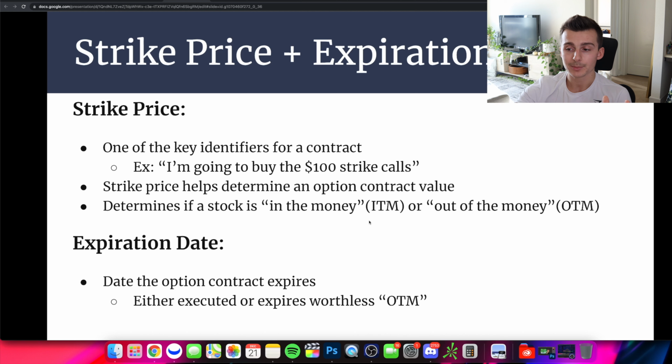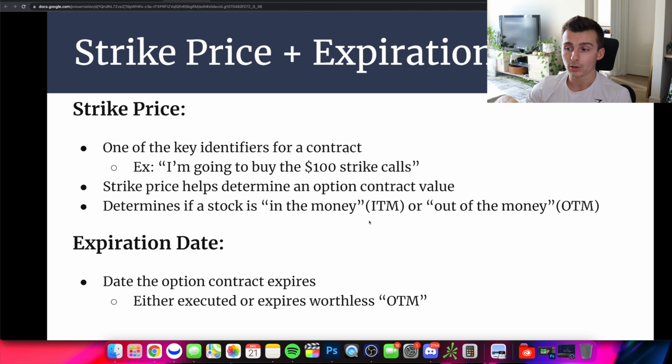So first, let's talk strike price and expiration date. So strike price is one of the key identifiers. You'll hear it very, very commonly. I'm going to buy the $100 strike price calls. That's kind of a label for an option price. Let's say on Apple, I want to buy the 100 calls. I want to buy the 100 puts, okay?